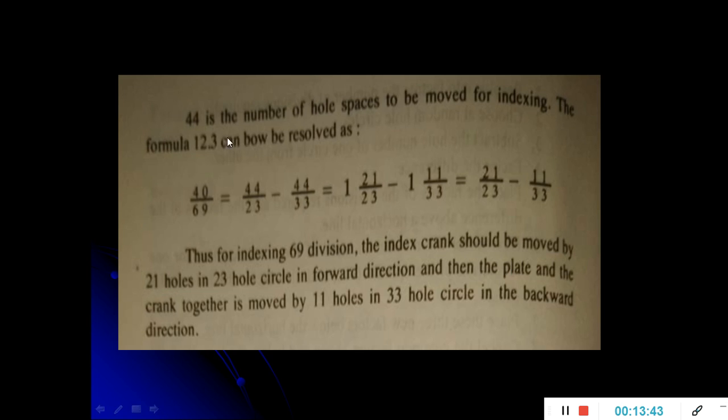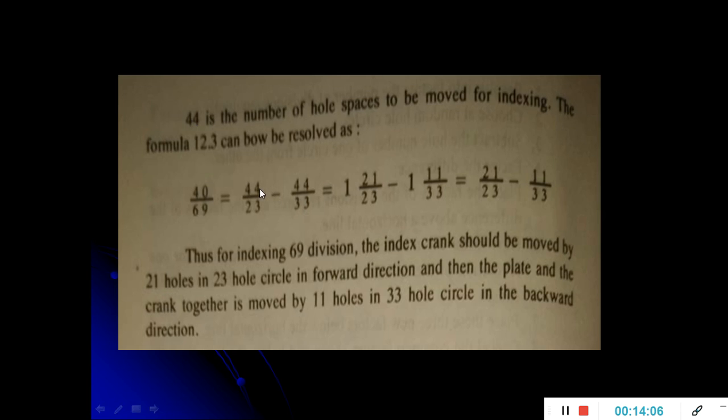Now the remaining value, see here: 2 into 2 into 1 into 11, that is 2 into 2 into 11, is nothing but 44. 44 is the number of hole spaces to be moved for indexing with a formula. So 40 divided by 69 is our initial formula, where 40 is the rotation of the crank and 69 is the number of teeth to be formed, and this equals the 40 hole spaces to be moved in the indexing.